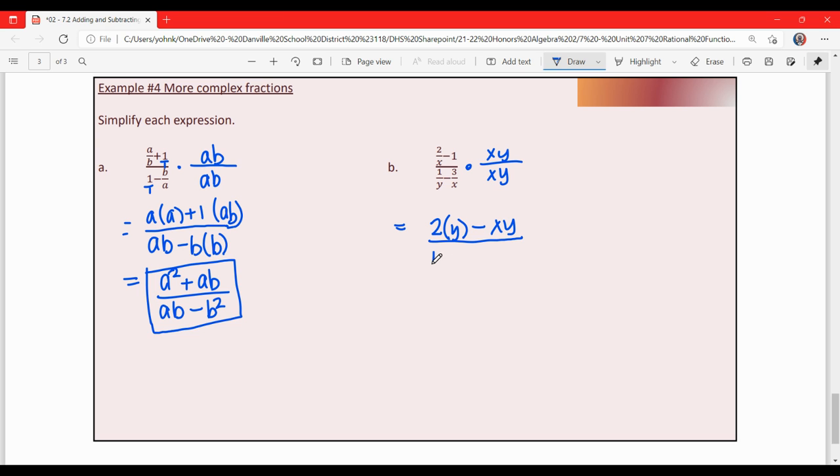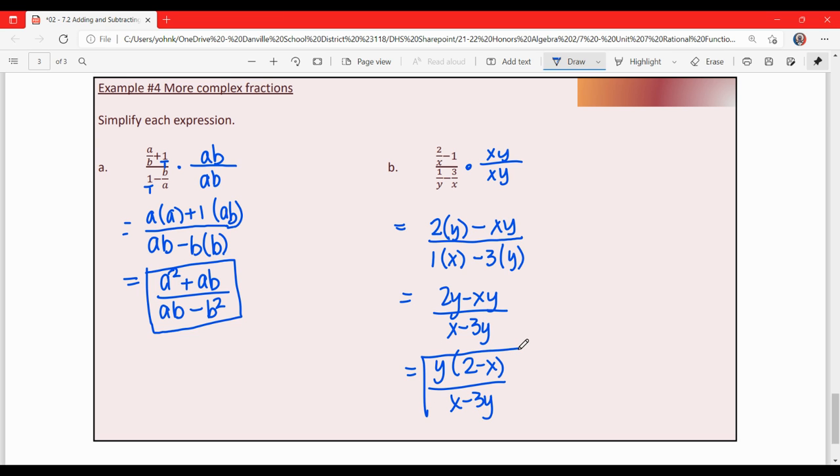On the bottom, I have a 1. The Y's are going to cancel, and I need an X minus 3. And the X's will cancel, and I have a Y. All right, so that's 2Y minus XY over X minus 3Y. Now I do have a GCF in the numerator of Y. So that's going to take a Y out, and I'm left with 2 minus X. On the bottom, I can't do anything, X minus 3Y. Now, taking that Y out did nothing to help me simplify, but I wouldn't know it unless I actually did it.